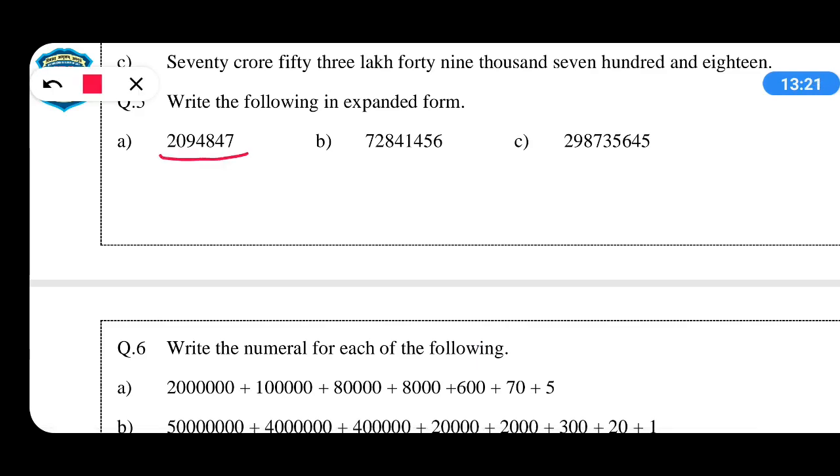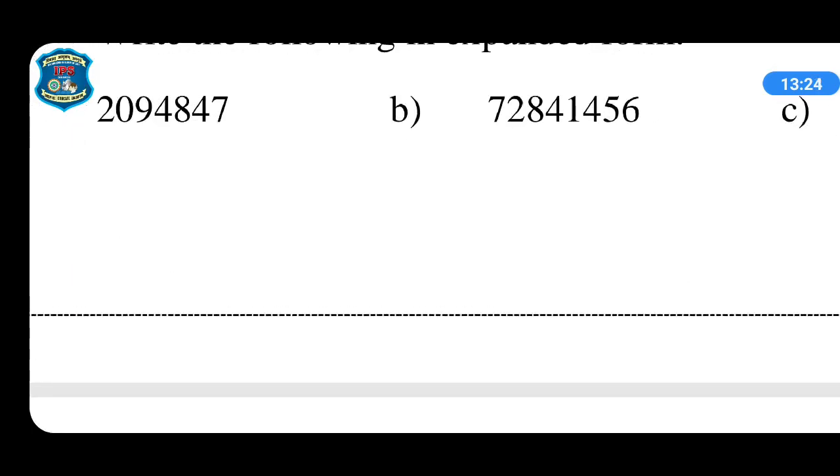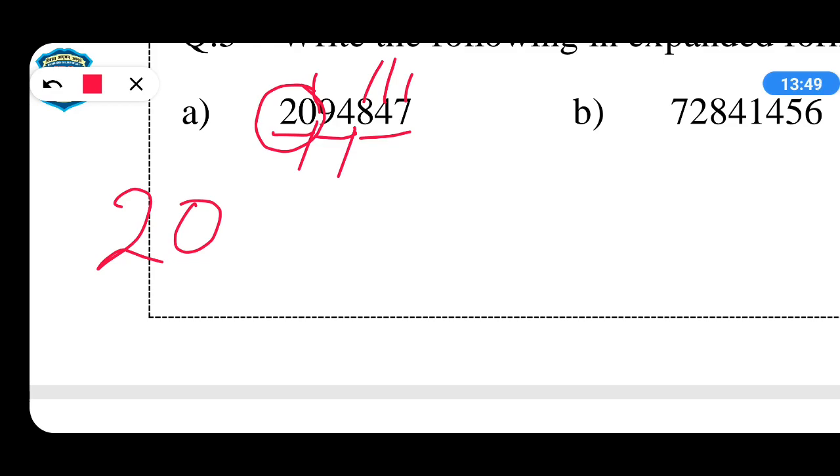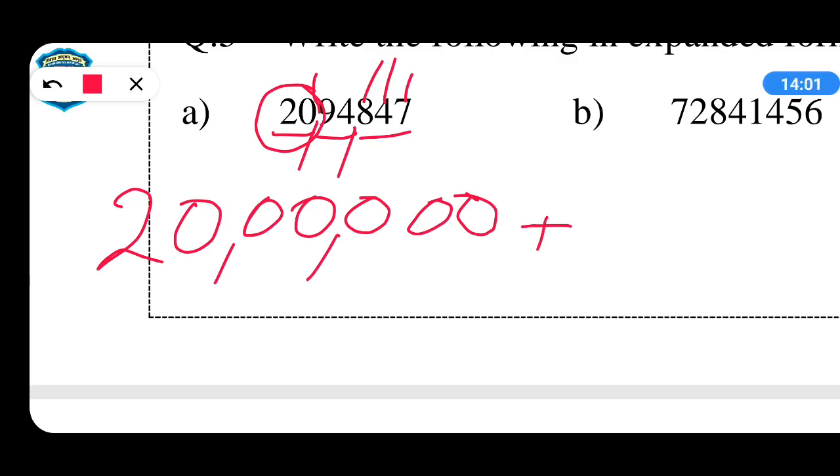What is the number? So look at it carefully. This is ones, tens, 100, right? Then comma, in 1000, 10,000, then comma, then lakh, 10 lakh. So 2 is on 10 lakh place. So the place value is 20 lakh. Right? Then the next digit is 0.